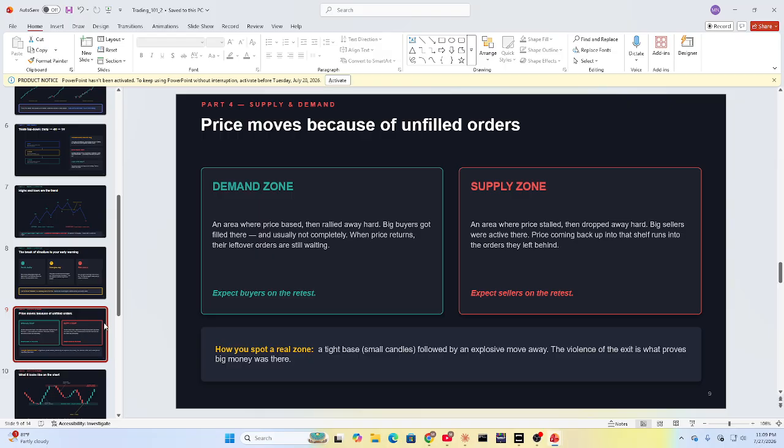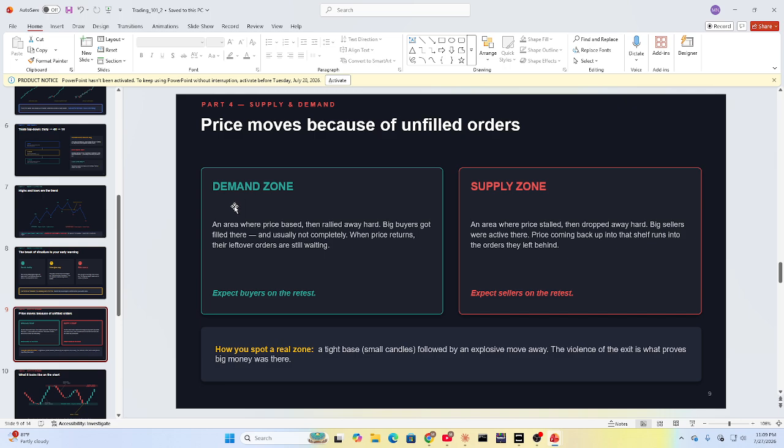Price moves because of unfilled orders. The strategy I usually trade, supply and demand or ICC, is really the same thing. Indication, correction, confirmation. That's all it is. Indication, correction, confirmation.